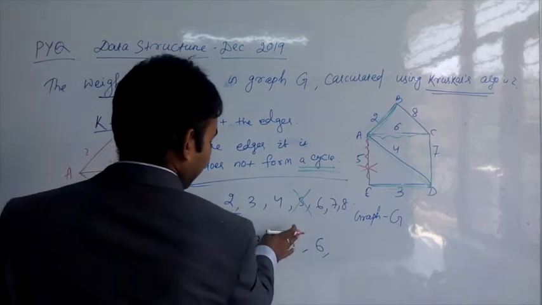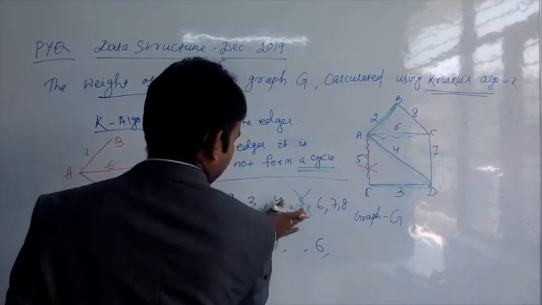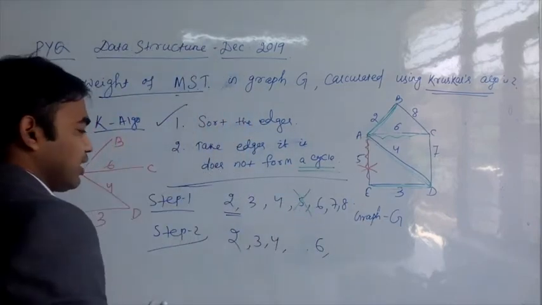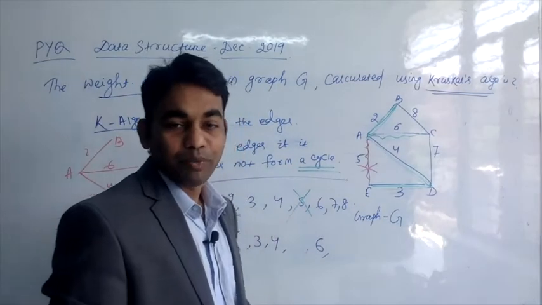So 5 I am not taking. Sorry, this is my mistake. 5 I am not taking because 5 is creating a cycle. That's why I am not taking it. So we should not take it in the output. Okay, so this is all about it.